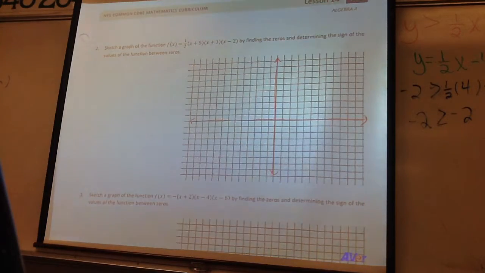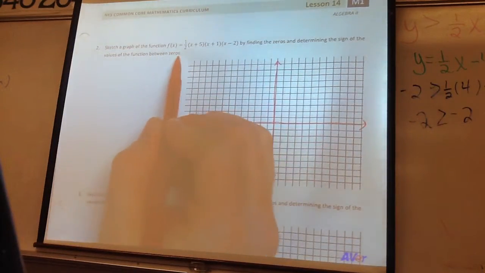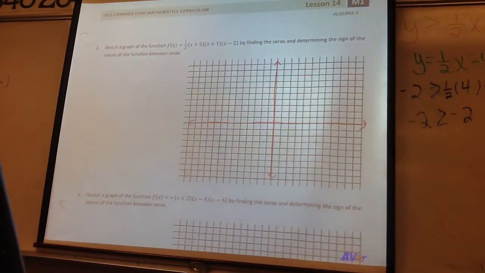Do your x-intercepts, figure out what happens at the ends, and then this thing says, determine the sign of the values of the function between zeros. You know what that means? It's like we did on the last one. You would pick a point. I didn't explain that. I remember.